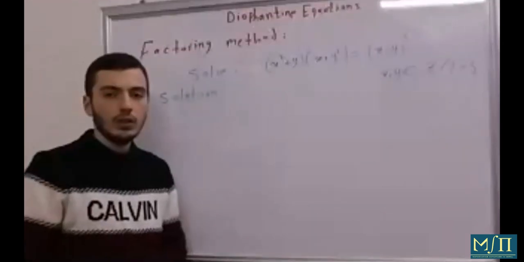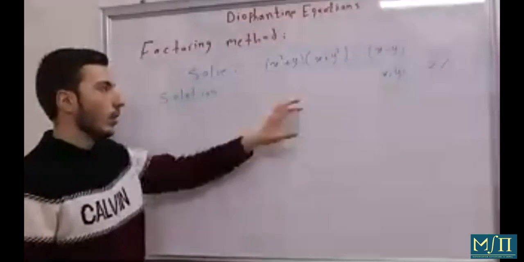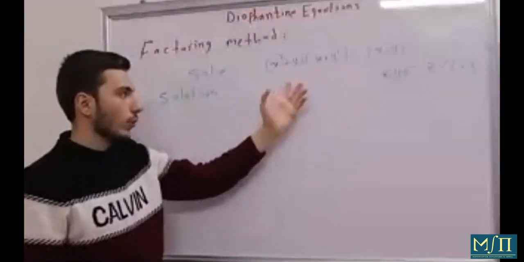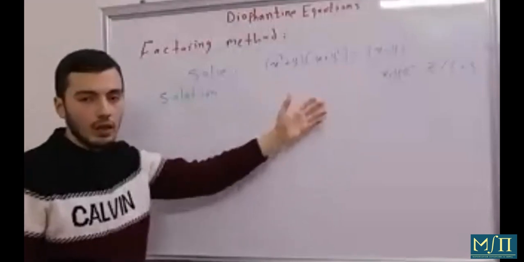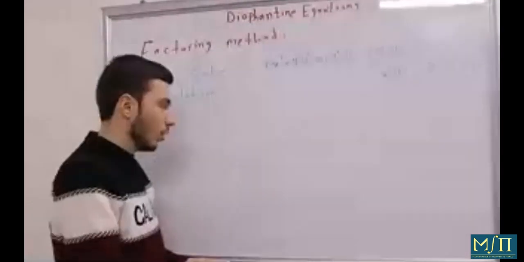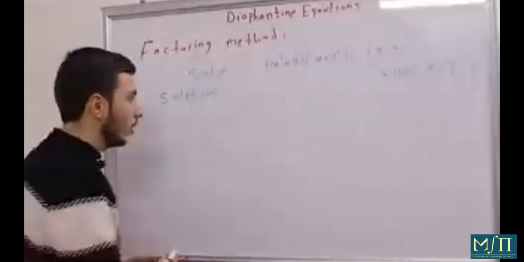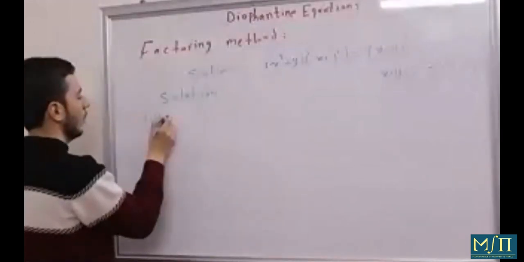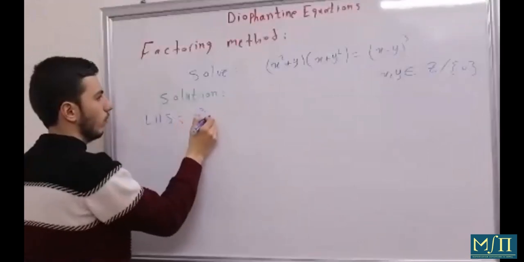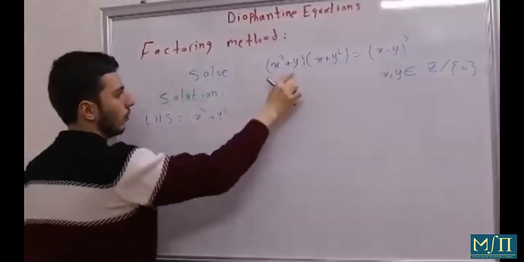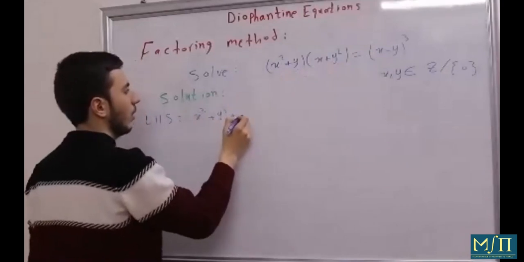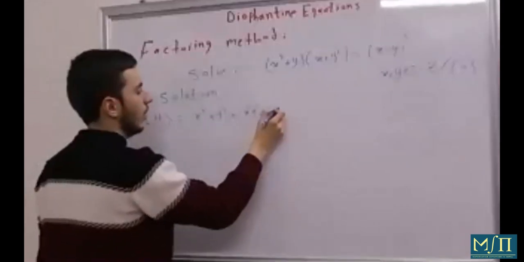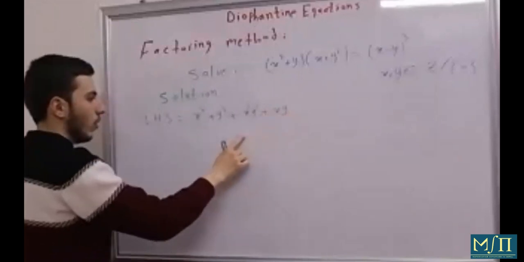So we'll start discussing the problem. First of all, when we see this kind of expression, of course, we need to expand the left-hand side and the right-hand side. So let's expand the left-hand side. We'll have the left-hand side is x cubed plus y cubed plus x squared times y squared plus x times y. What about the right-hand side?